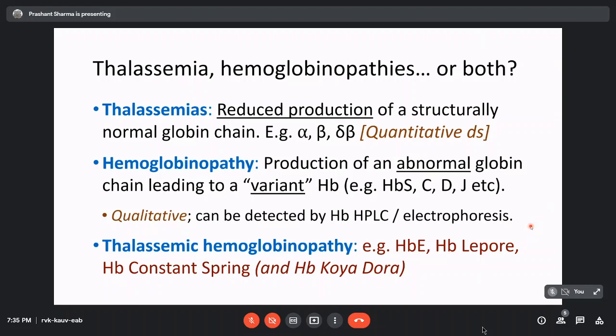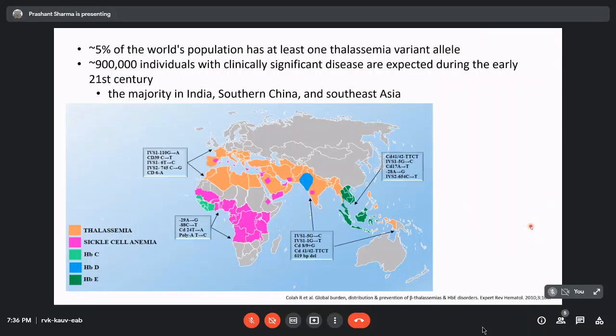All of these disorders in the last point are characterized by reduced production as well as the production of a variant hemoglobin. So they are hybrids. Now, these disorders together are extremely common if one takes into account the heterozygous state. According to one respectable estimate, about 5% of the world's population has at least one thalassemia variant allele. So, when you have 5% of the population walking around as heterozygotes, they're going to be marrying each other, and you will begin to get compound heterozygotes as well as homozygotes.